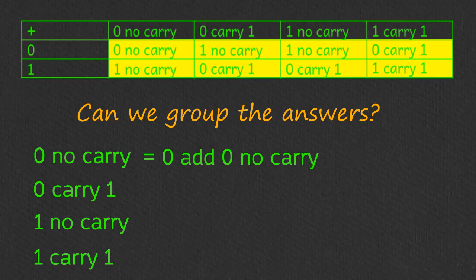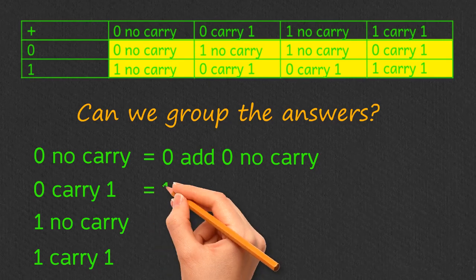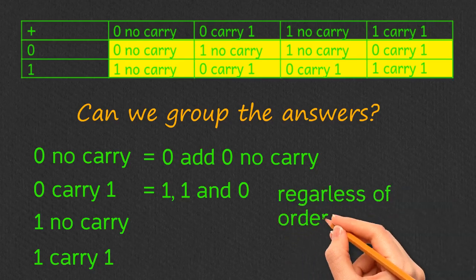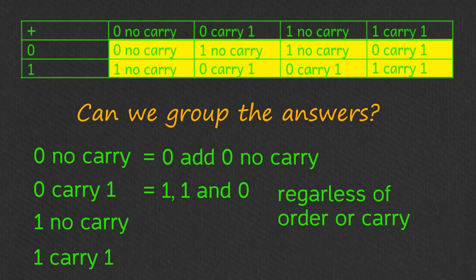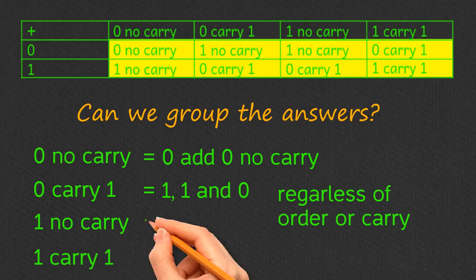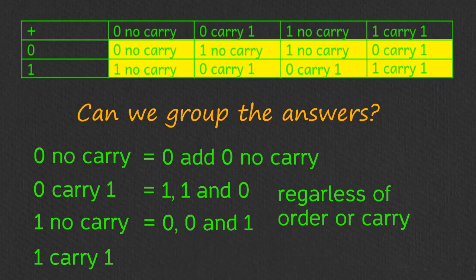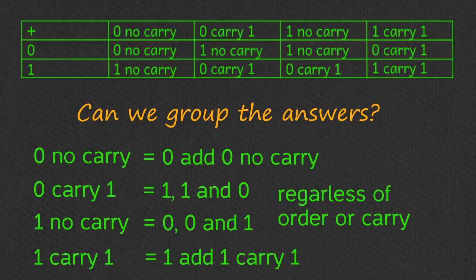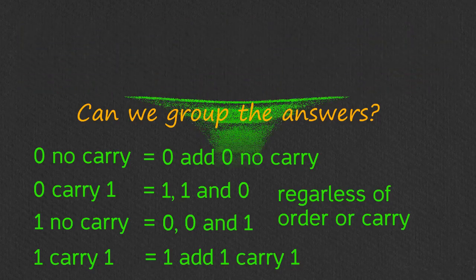However, 0 carry 1 and 1 no carry happen quite often. 0 carry 1 will be the result every time when we add together the digits 1, 1 and 0, regardless of order or which digit is the carry. Similarly, 1 no carry will be the result when we have 0, 0 and 1 to add together in all the different combinations. Lastly, we will get 1 carry 1 only when we need to add together 1, 1 and there is a carry. So if you know these patterns, you no longer need the table.